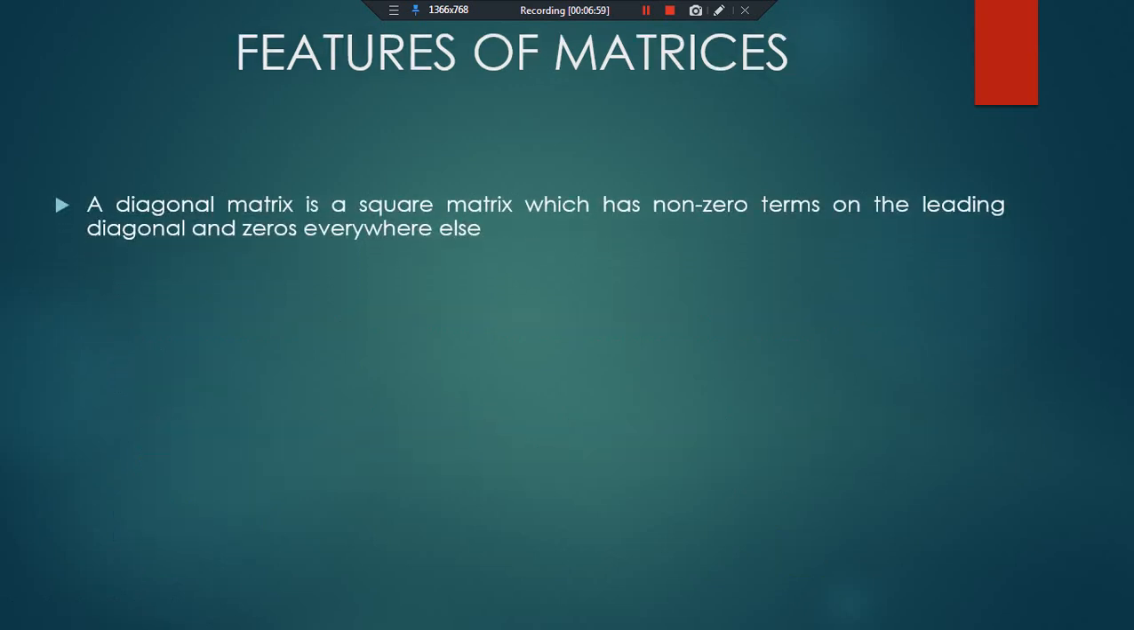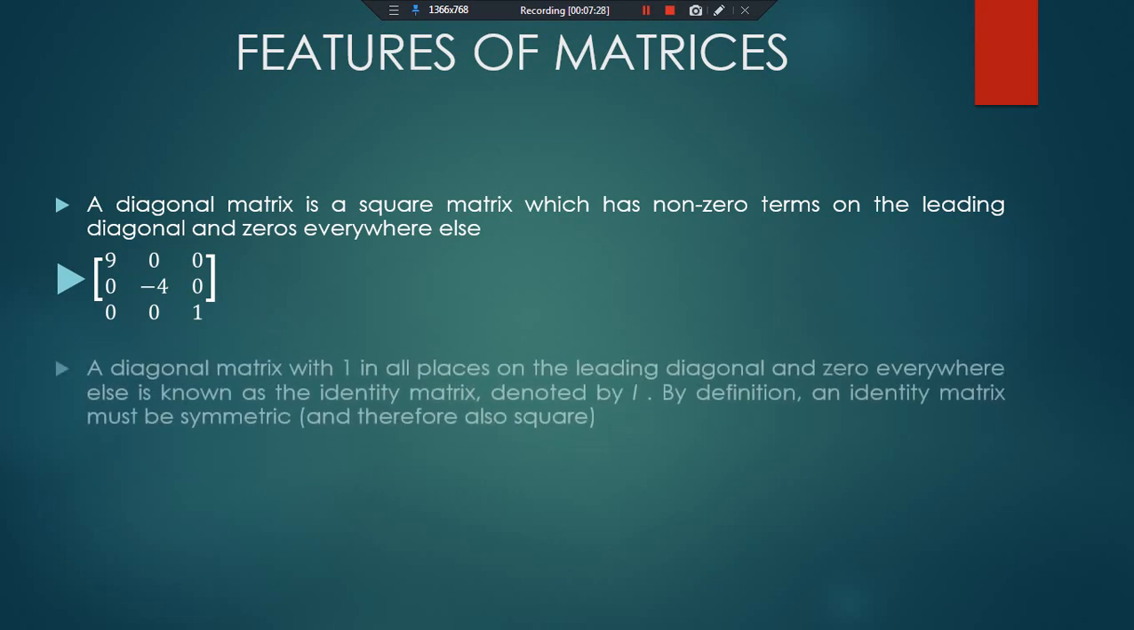A diagonal matrix is a square matrix which has non-zero terms on the leading diagonal and 0 everywhere else. Here you can see that we have 9, minus 4, 1 on the leading diagonal, but everywhere else we have a 0. So this is a diagonal matrix, which is a square matrix.